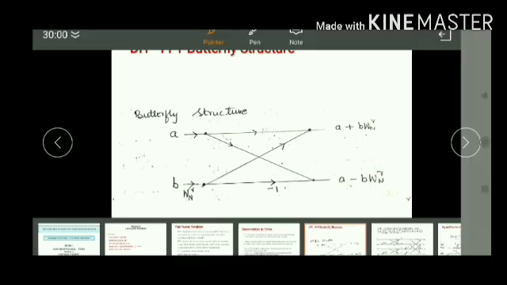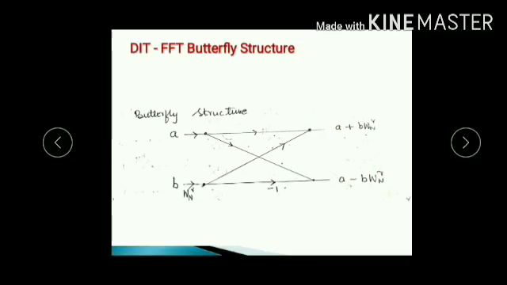A and B, right? Give the arrows accordingly. Write minus 1 over here, write W_N^r. For this, it is A plus B into W_N^r. Here it is A minus B into W_N^r. This is the butterfly structure which you have to remember in order to draw it. Next.